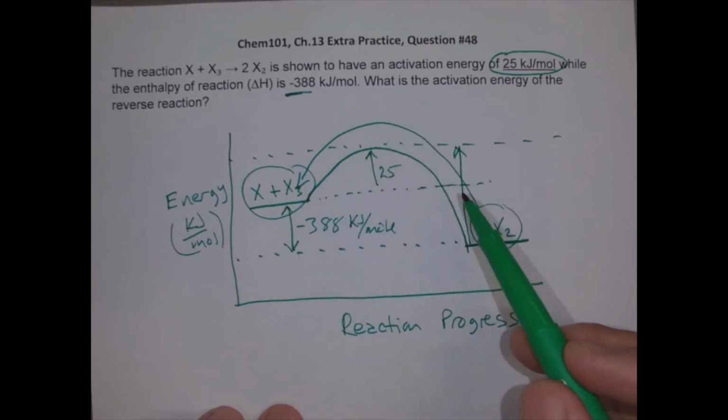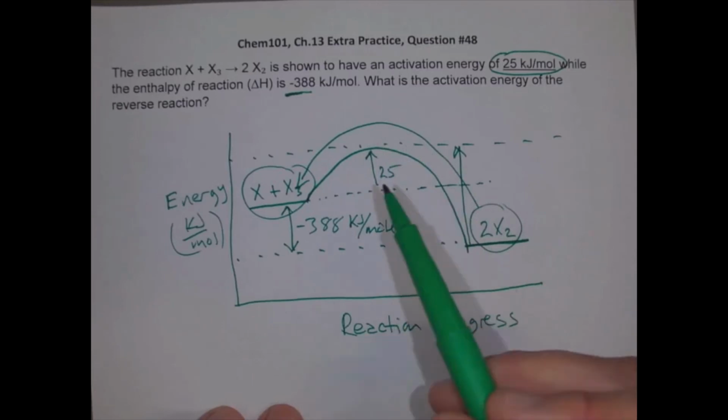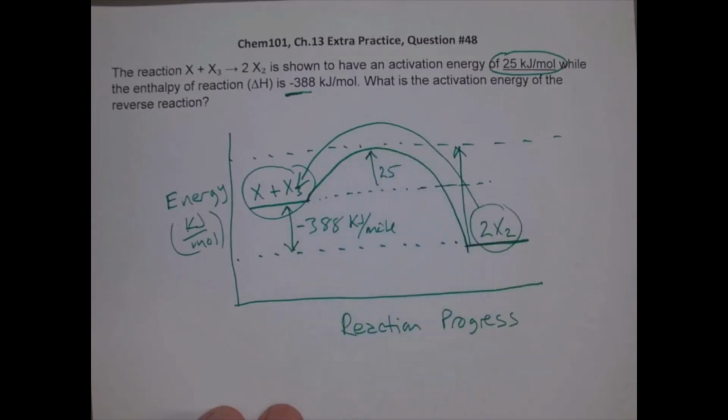So the activation energy going in the reverse direction is a lot bigger than the activation energy going in the forward direction. So the answer to this question is simply 388 plus 25, okay, kilojoules per mole, which is equal to 413 kilojoules per mole.